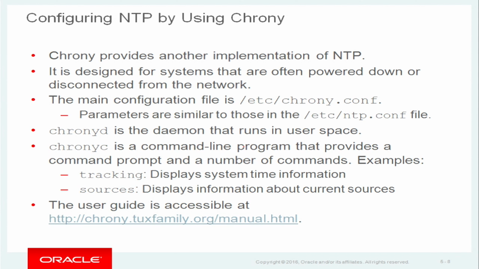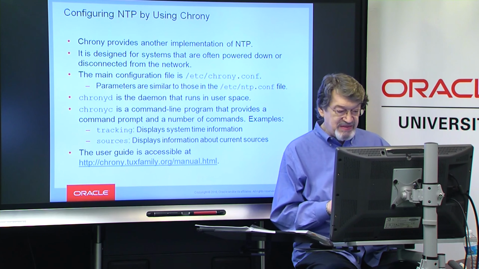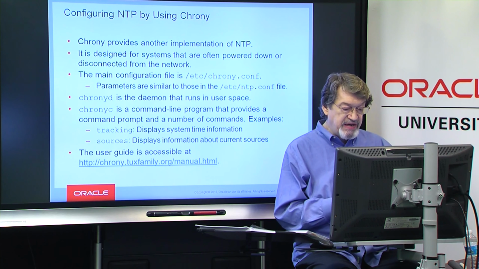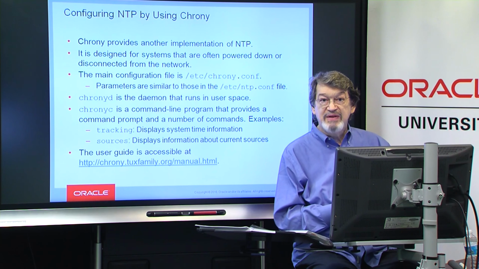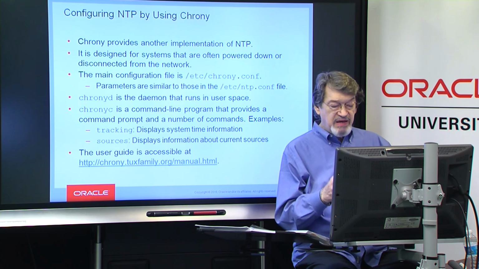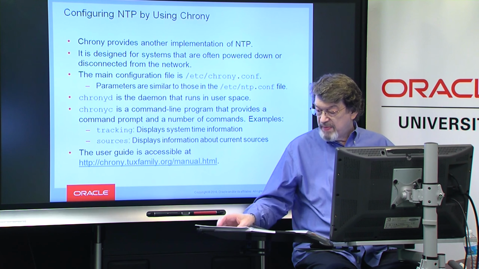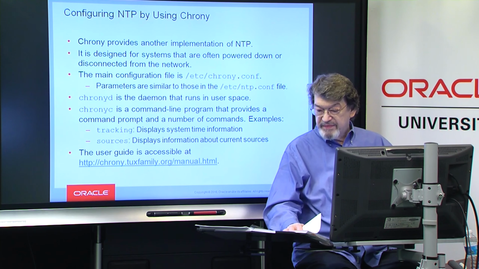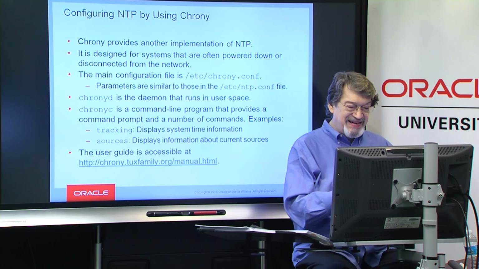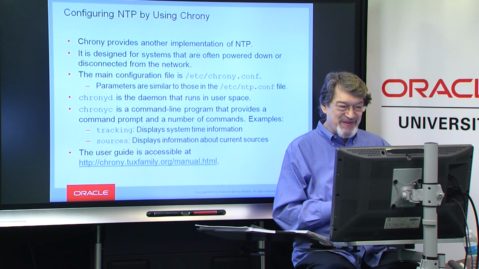There's a daemon, so I've got chronyd as opposed to ntpd. There's a chronyc, which is a command line tool, and we have tracking and sources, so that you can bring that information up at the command line. And down here at the very bottom, there is the chrony.tuxfamily.org manual. Once again, anything that you're looking to do with time, except probably reverse it, is available in the documentation. Okay.